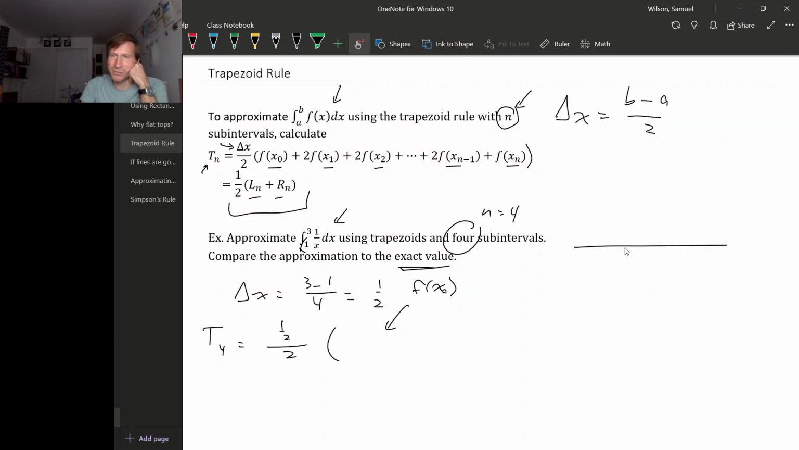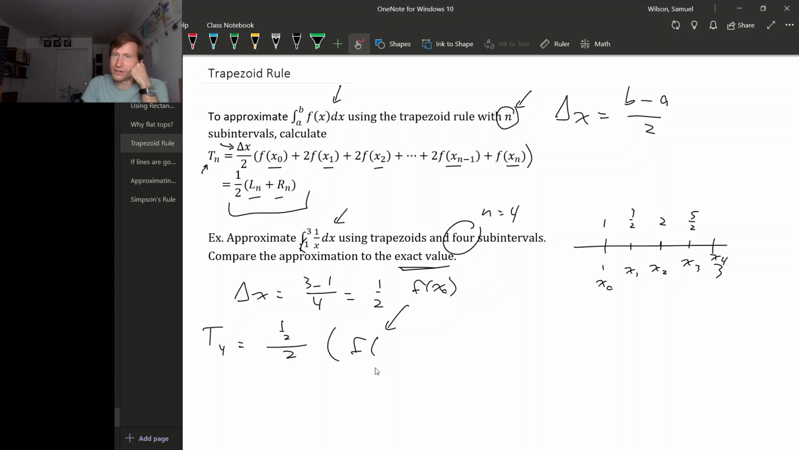You know, maybe it would help to draw our interval. So we're going from 1 to 3 and breaking this up into 4 subintervals. So the x values are 1, 1.5, so 3 halves, 2, 2.5, which is 5 halves, and 3. So these are our x values, right? X sub 0, x sub 1, x sub 2, x sub 3, and x sub 4.